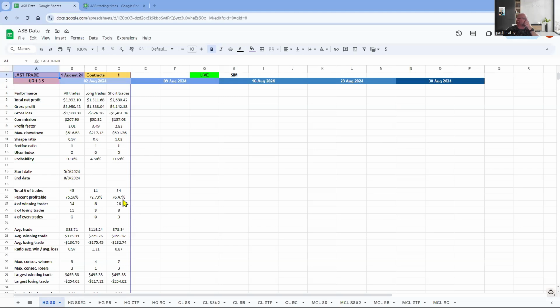And so this is how I collect the data. I take the performance report for copper, for example. The time frame, it's a Unirenco 135. The last trade was the 1st of August, okay? And it's currently live. It's trading live. It's not in sim, okay? So that's what I use.